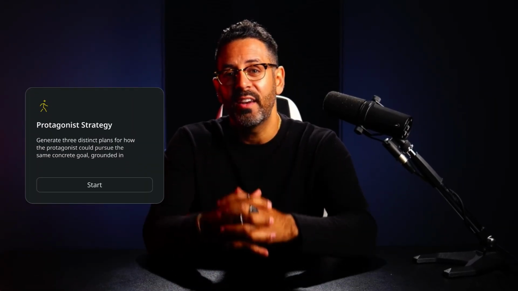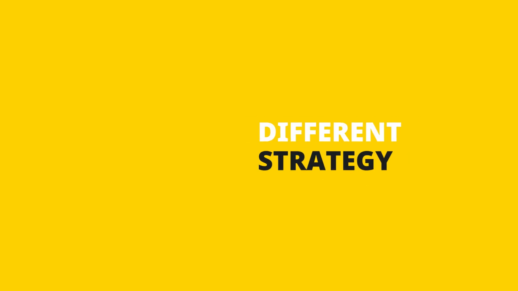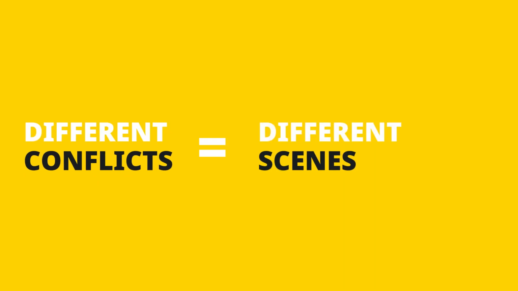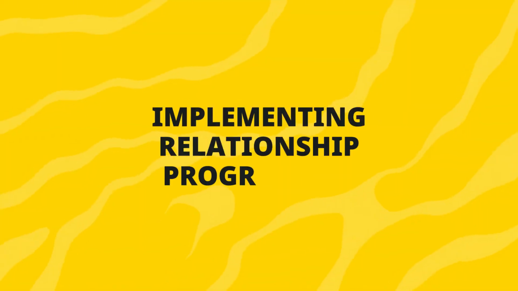You can use the protagonist strategy model, and this really explores different ways the character might pursue the same tangible objective. Because different strategies equal different conflicts, and different conflicts equal different scenes. Explore all possibilities. This is one practical way to generate screenplay ideas from the character's objectives instead of forcing random plot events right out the gate.